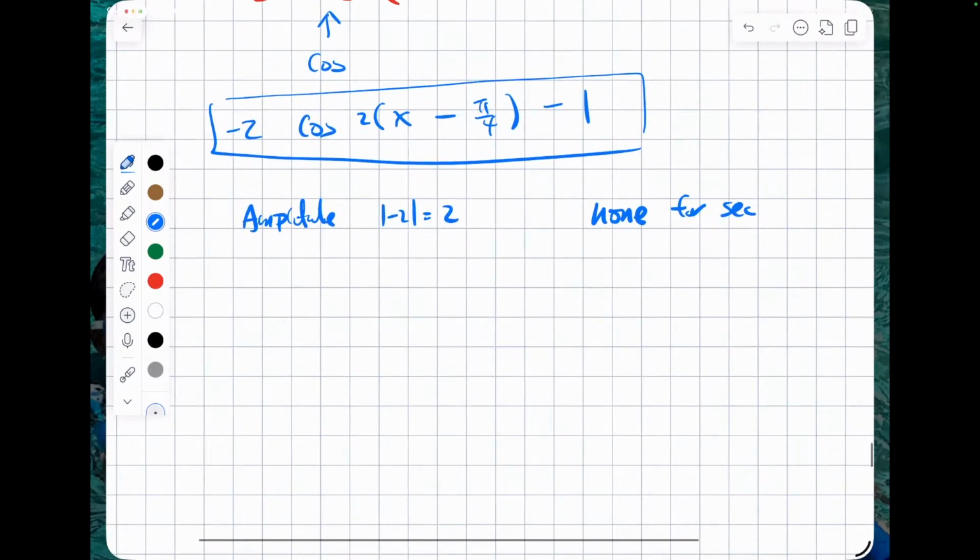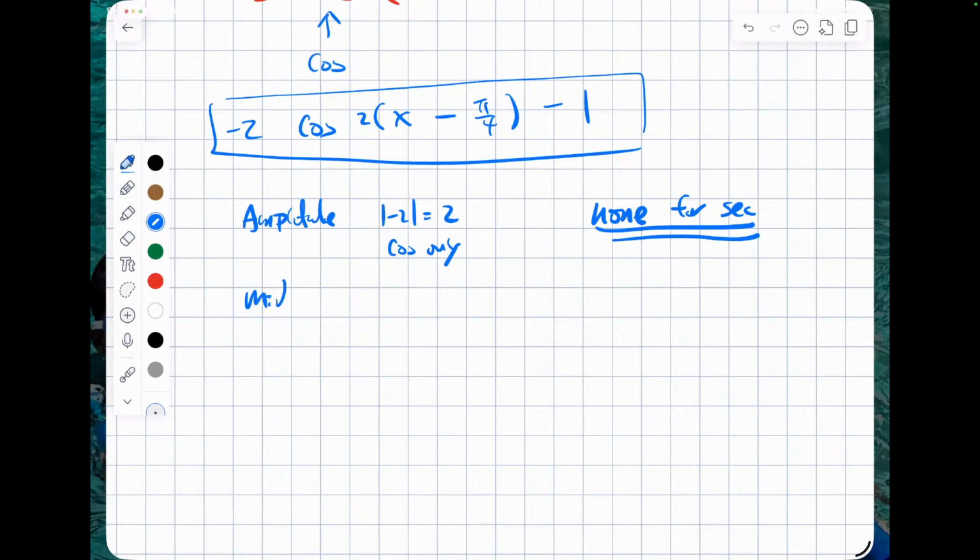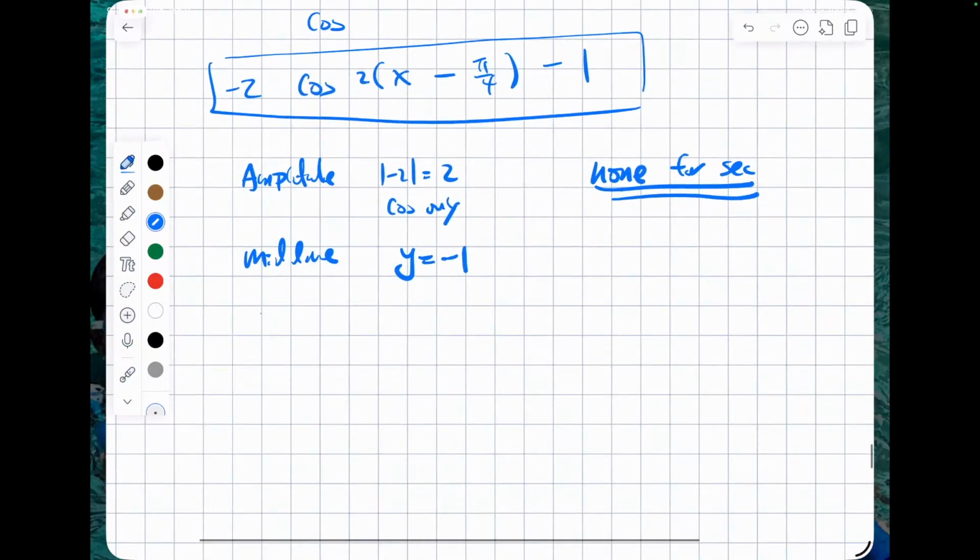Okay, but there is amplitude for cosine. We need a cosine to graph secant. That's why we say there's amplitude for cosine. So this is cosine only, and this is none for secant. Now a midline, which is the one that you use the highlighter to graph, y equal to -1, which is fine. Okay, so that's good. Period.